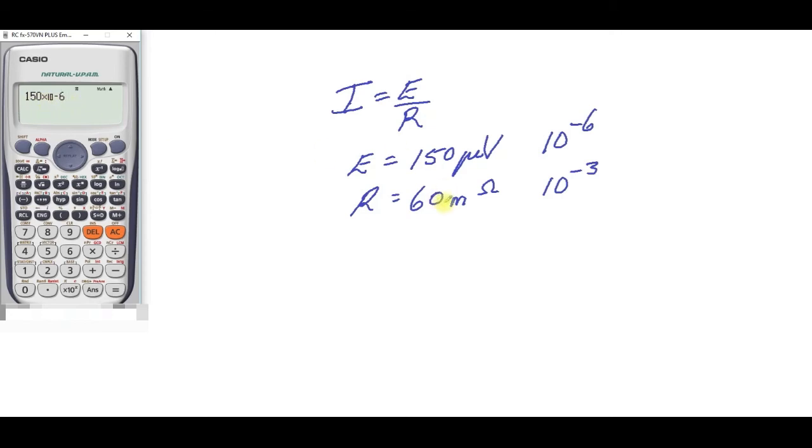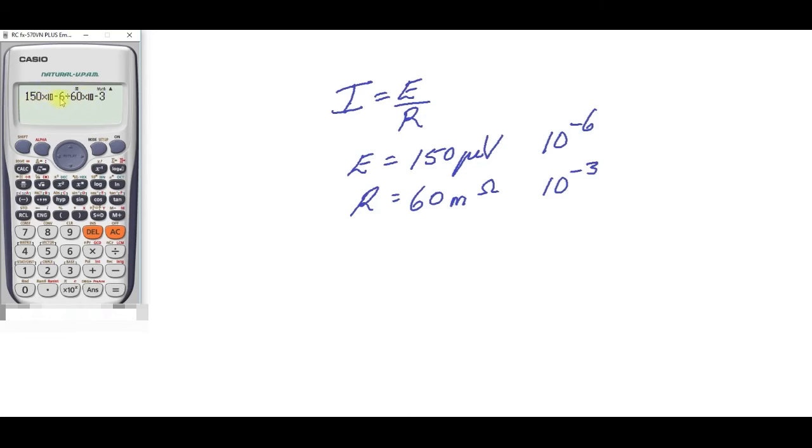We're going to divide by 60 milliohms, so we press divide. Now enter 60 milliohms, 6, 0. 60 milliohms is exponent minus 3, so 6, 0, exponent minus 3. So there we have it, 150 times 10 to the minus 6, that's 150 microvolts, divided by 60 times 10 to the minus 3, that's 60 milliohms. We didn't have to put those multiply signs in there. The calculator understood what we're doing and put them in there for us.